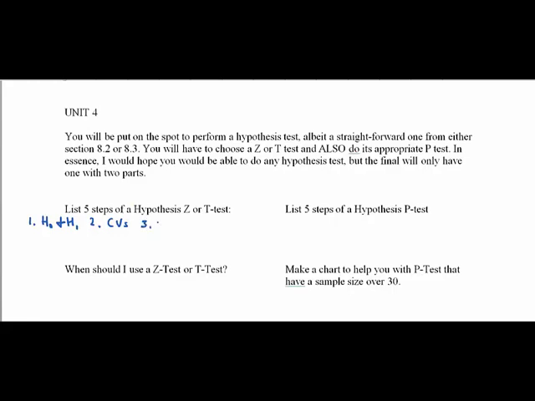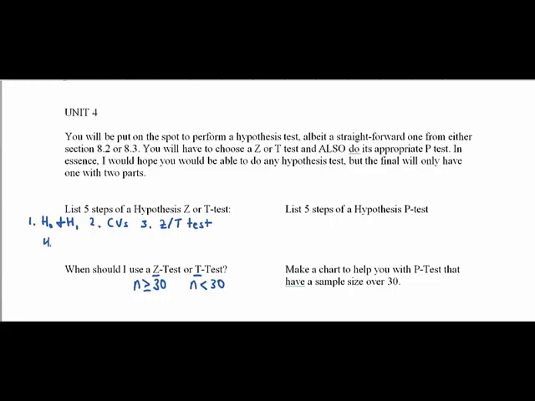Step 3 is to do either the z or the t-test. For the simplicity of this final exam review that we're doing, we're going to choose the z-test or t-test based on sample size. If you have a sample size greater than or equal to 30, you would use the z-test. If it was less than 30, then you would use the t-test. We will have examples of both of these and their corresponding p-tests later on in this video and in the next video for the final exam.